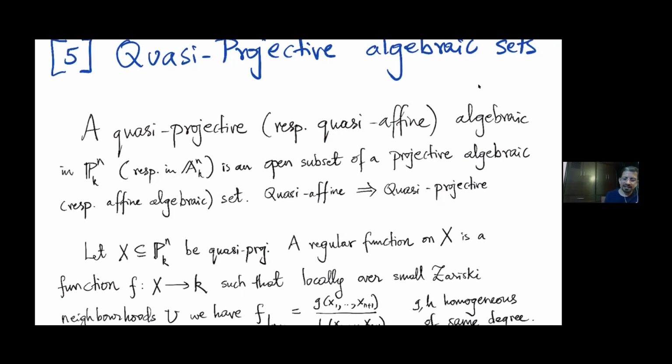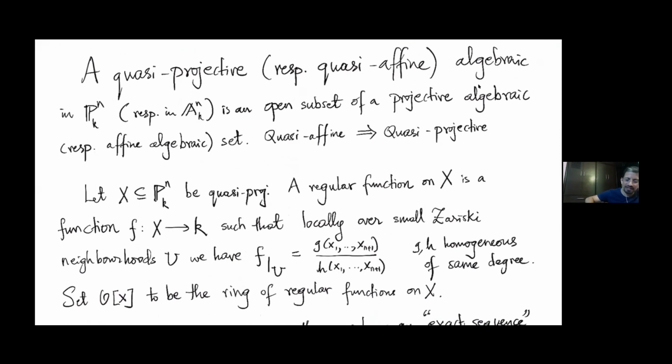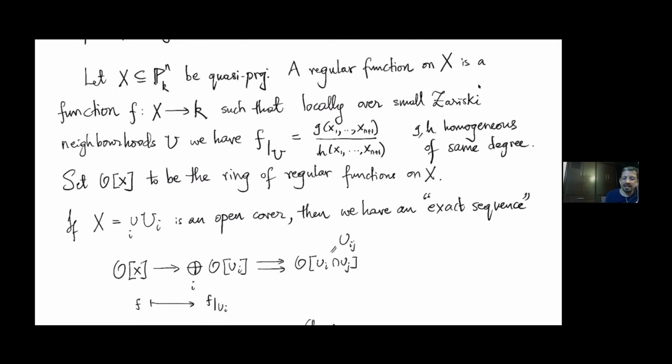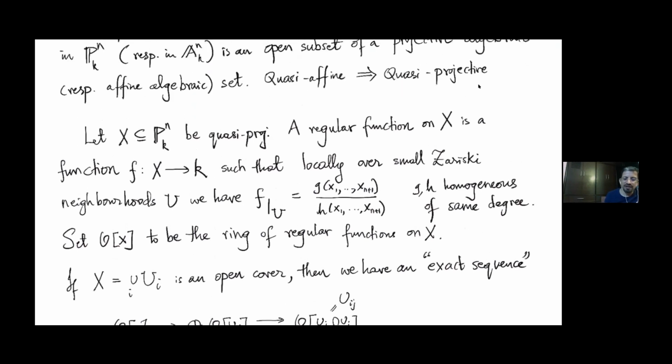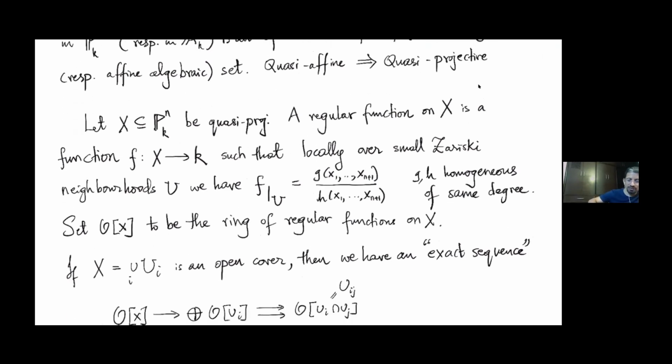Since we already said that A^n K can be thought of as an open subset of P^n K, one can in fact think of quasi-affine as a special case of quasi-projective, because A^n K was nothing but an open subset of P^n K. So in some sense, everything so far is happening inside some P^n K for some n. So let's take such a quasi-projective algebraic set, and one can now introduce a notion of functions. So we had difficulty in defining functions on projective spaces. So we will now look at that.